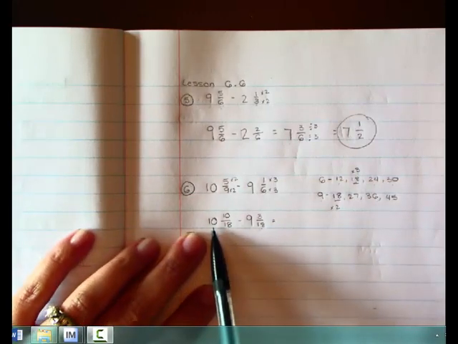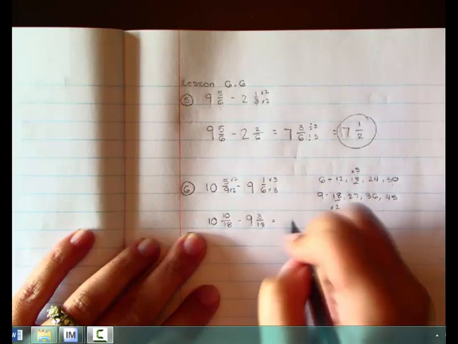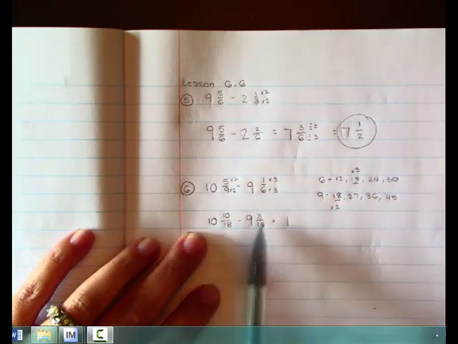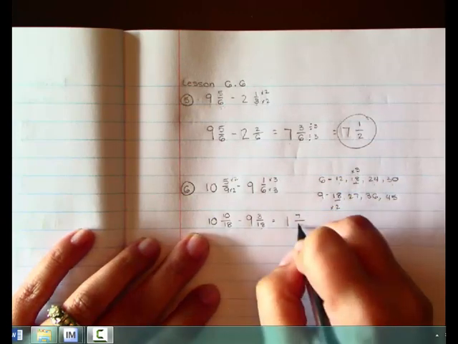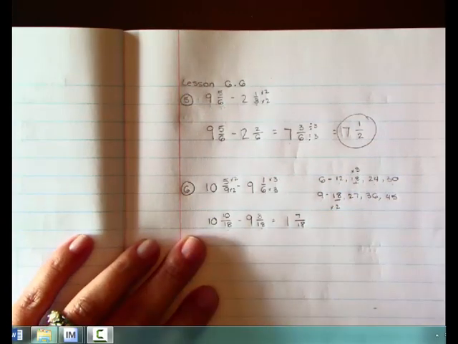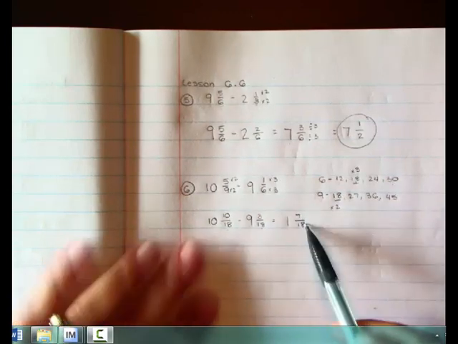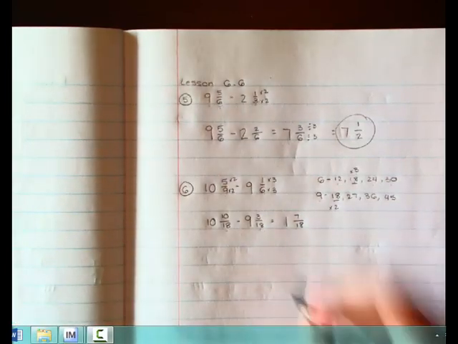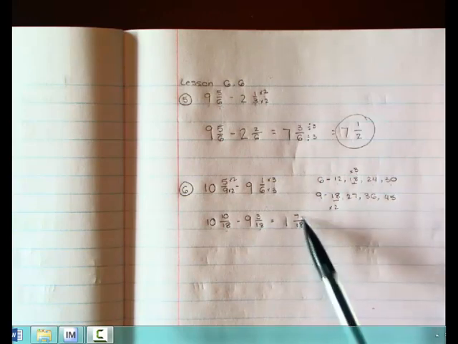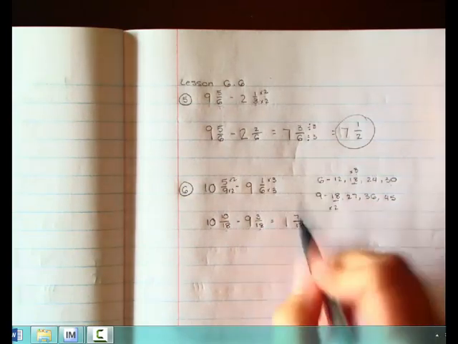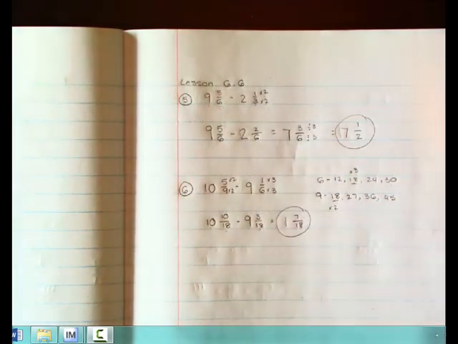I'm going to subtract my whole numbers. 10 minus 9 is 1. Subtract my numerators. 10 minus 3 is 7. My denominator stays the same. And 7/18 is in simplest form because there is no number that can be divided into both of these that is the same. So this is the final answer for number 6.